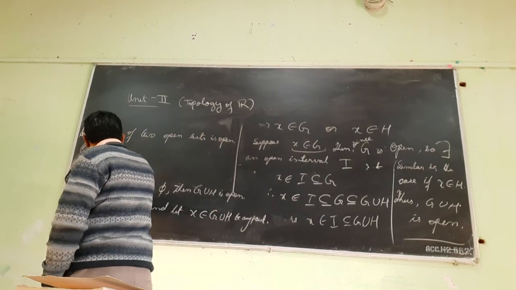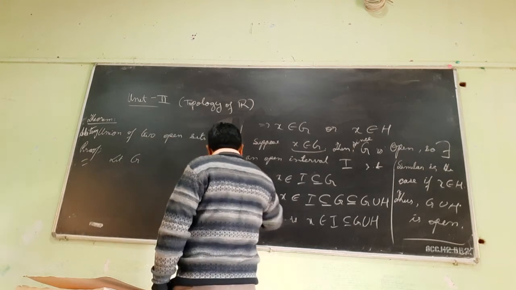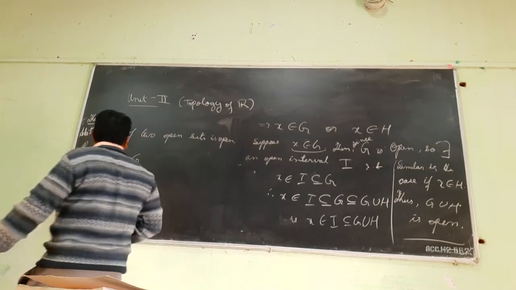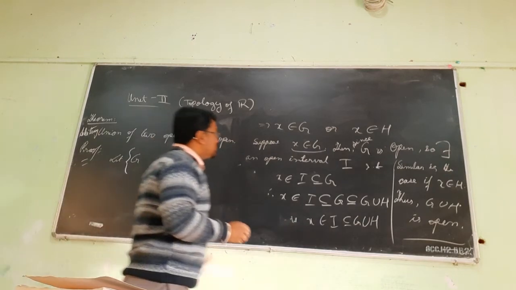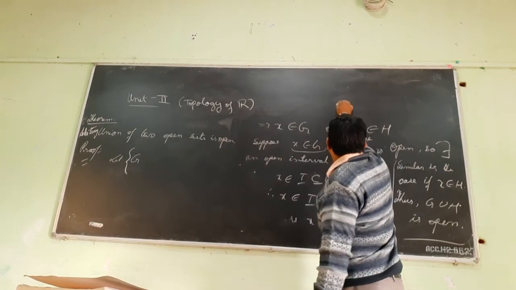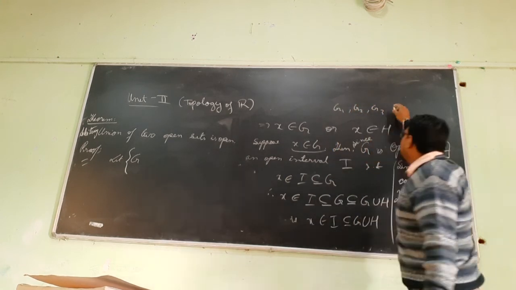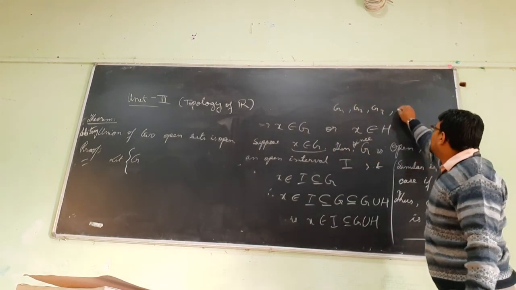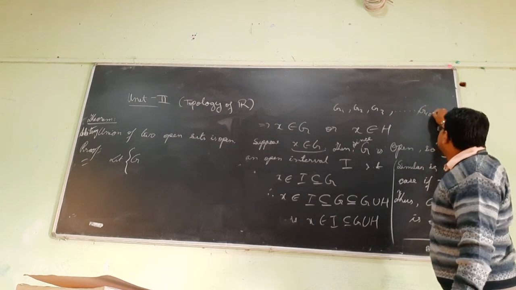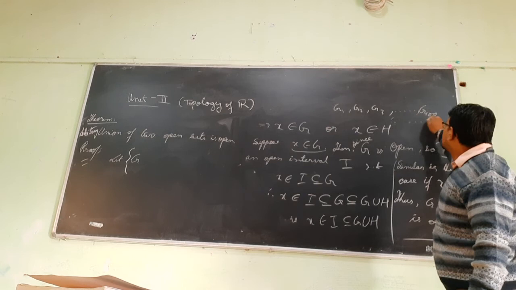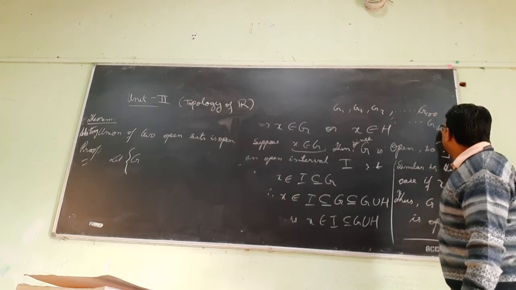So how will you write this thing? There is a system to write this. We denote it this way. Suppose you have three open sets. Usually how do we denote them? G1, G2, G3. If you have say 100 open sets, G1, G2, G3 up to G100. If you have much more than that, then say something like G1 billion.